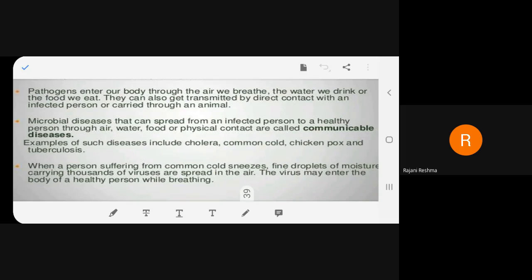Okay. And certain diseases are also carried through an animal. For example, if you have a pet or a domestic animal, if you are in contact with that animal, even that disease can harm you. So they are the carriers, you know. These animals are the carriers for the diseases, and that can come to us as well. Yes. Next.